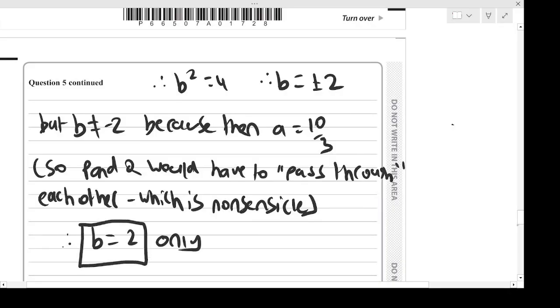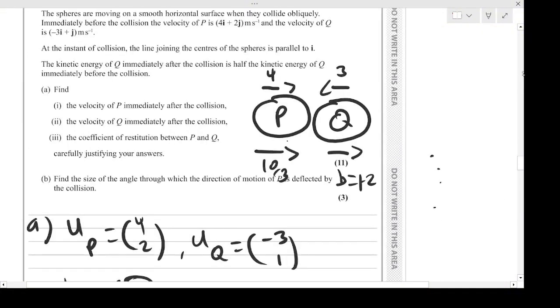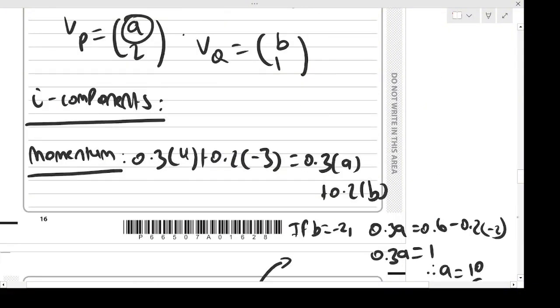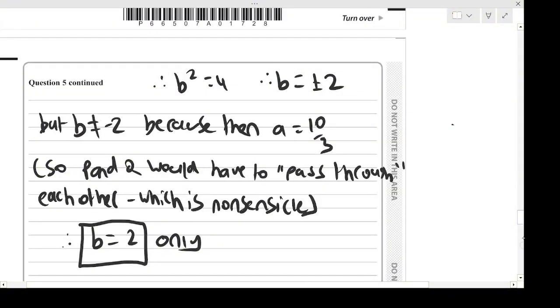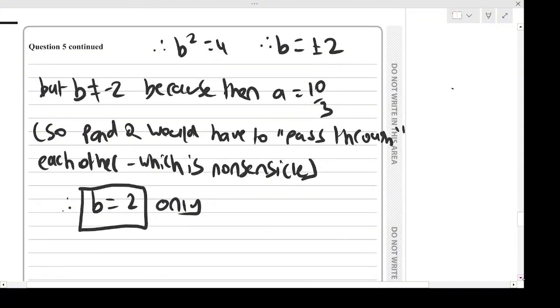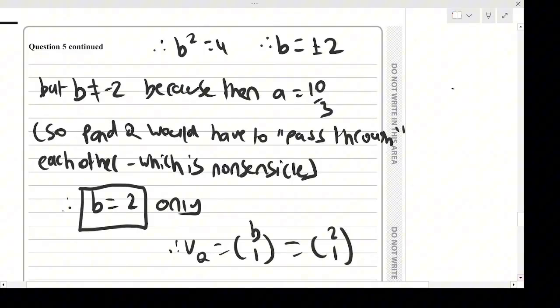Okay, and so hopefully that made sense. So Q essentially can only go forwards to the right in the positive direction. So B can only be positive 2. It can't go to the left, can't go backwards, so B can't be negative 2. And so therefore we can immediately find the velocity of Q, because Q is B i. But we know that B can only be 2. So VQ, the velocity of Q afterwards, is Bi, which has to be 2i. And there we are.